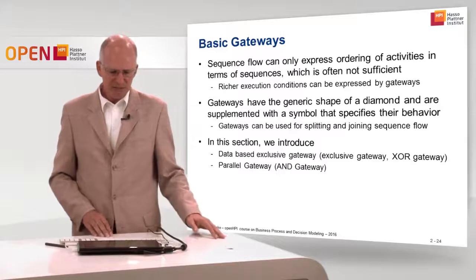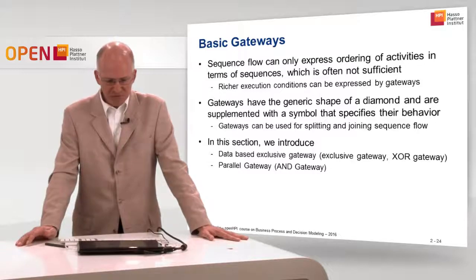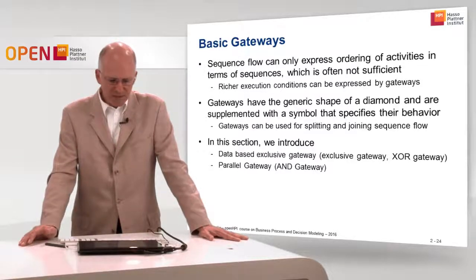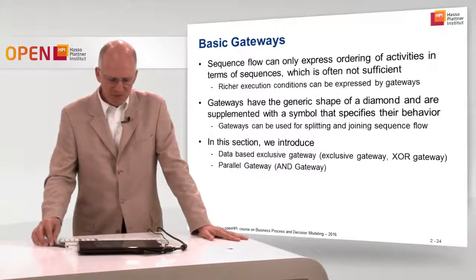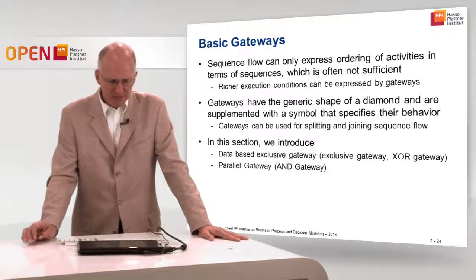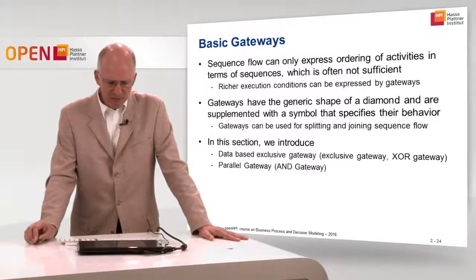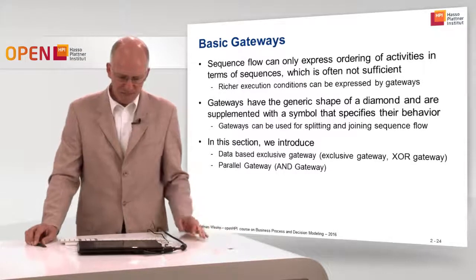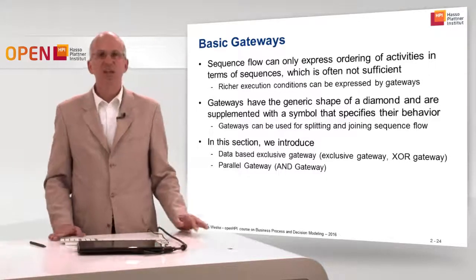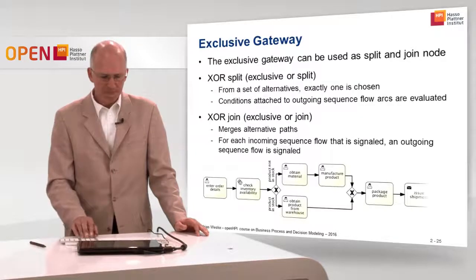Basics of gateways. Sequence flow can only express the ordering of activities in terms of sequences, which is often not sufficient, as I mentioned. Richer execution conditions can be expressed using gateways. Gateways have the generic shape of a diamond and are supplemented with a symbol that specifies their behavior. Gateways can be used for splitting and joining sequence flow. In this section we introduce the data-based exclusive gateway, also called exclusive gateway or XOR gateway, and also the parallel gateway or the AND gateway.